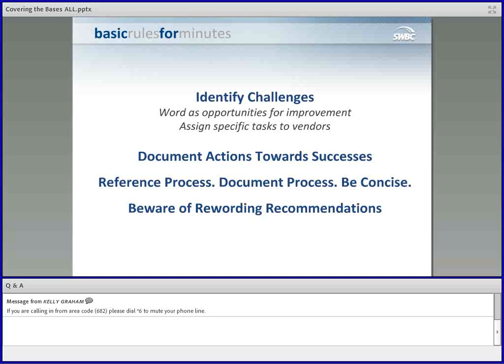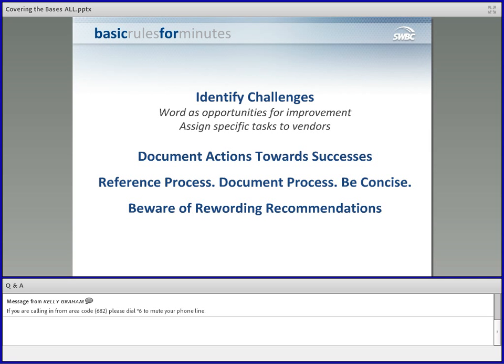So, basic rules for minutes on this slide. When it comes down to it, there are several basic rules you'll want to follow when you're creating your plan minutes. Identify your challenges, but be sure to word them in a way that presents them as an opportunity for improvement. Simply saying that you have a big issue, it's disastrous, and you're trying to address it doesn't really do a lot for you as a plan sponsor, both in terms of risk mitigation and documentation. Word them in a way that's going to put them as an opportunity for improvement in participation or an improvement in communication. Whatever the issue might be, word it as a way to improve the plan and provide a higher benefit to your employees. As previously mentioned, be sure to assign specific tasks to your vendors to ensure there's accountability.